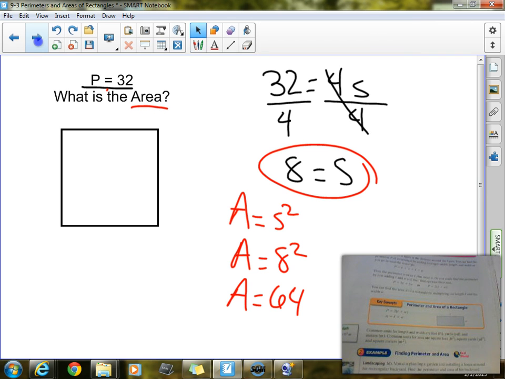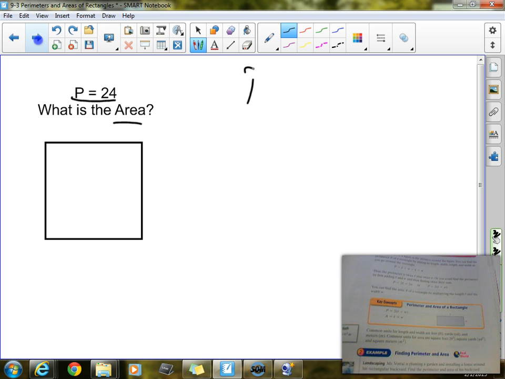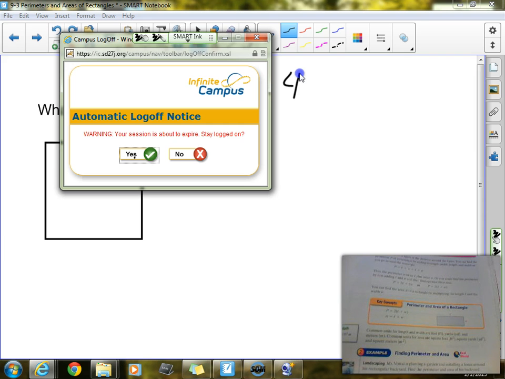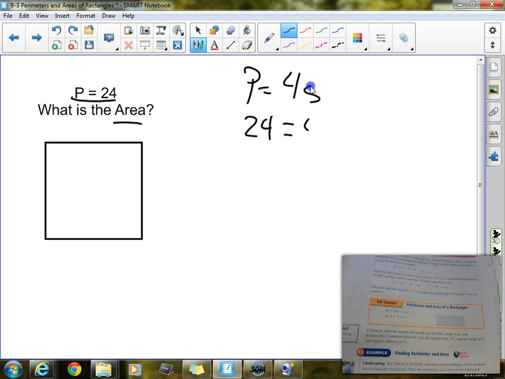Now, this is a little more complex skill, so let's do it one more time. Same thing, I'm given my perimeter. I need to find the area. So, perimeter is going to equal 4s. So my perimeter is 24 equals 4s. Now once again, we're going to divide by 4 on this side, divide by 4 on this side, and we get 6 equals s. 24 divided by 4 is 6, and that cancels out.